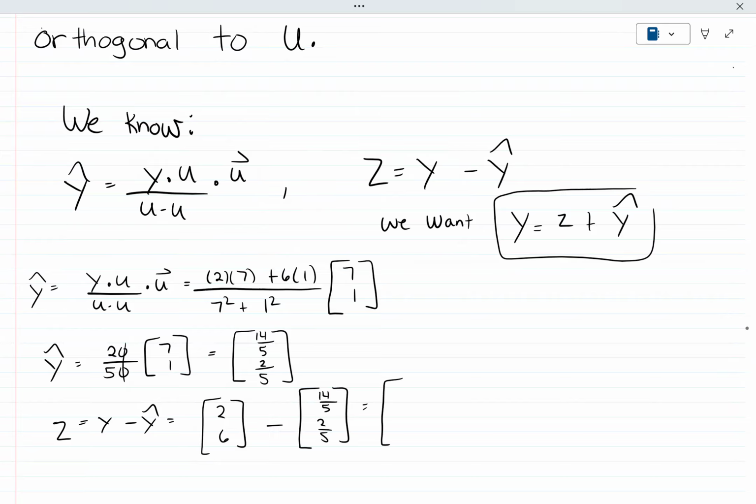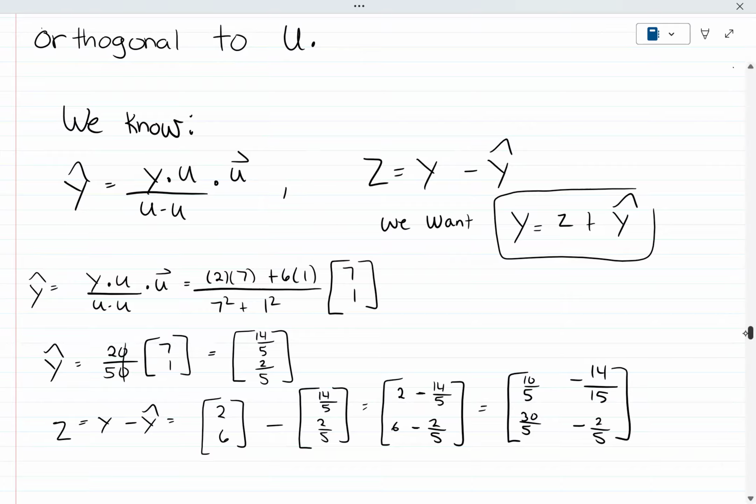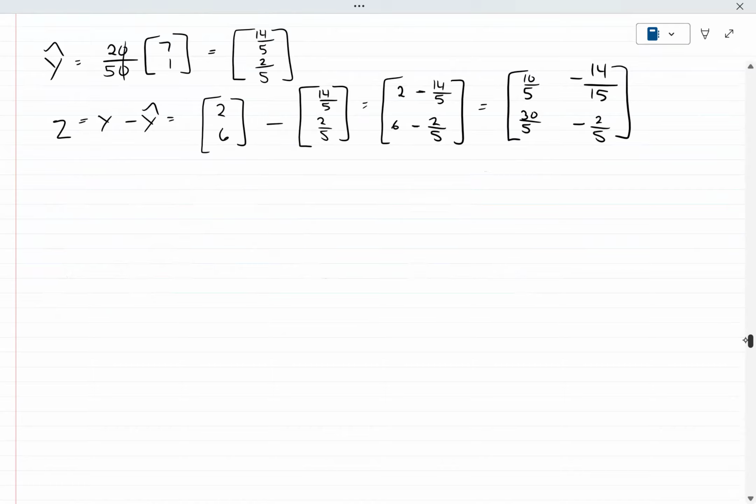It's really saying 2 minus 14 fifths, and then 6 minus 2 fifths, equals 10 fifths minus 14 fifths, 30 over 5 minus 2 fifths. Okay, and then when you simplify this, you're going to get negative 4 fifths and 28 fifths.